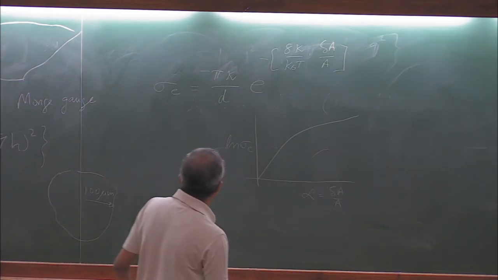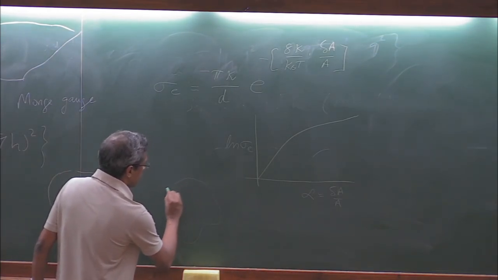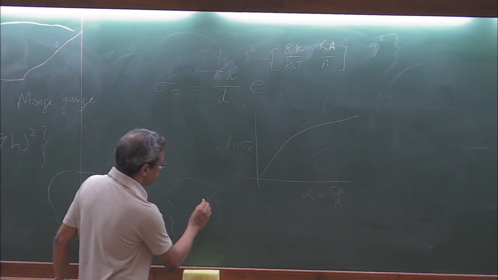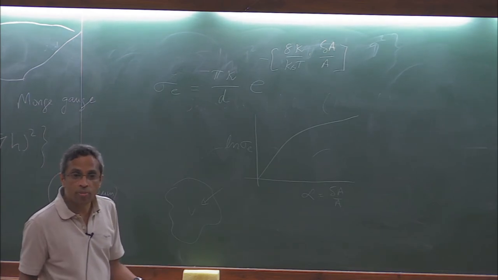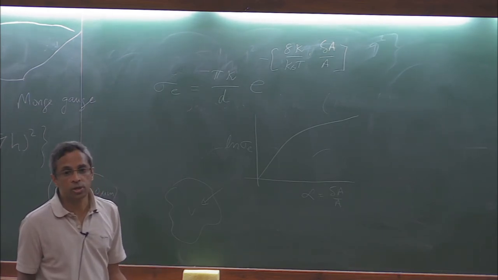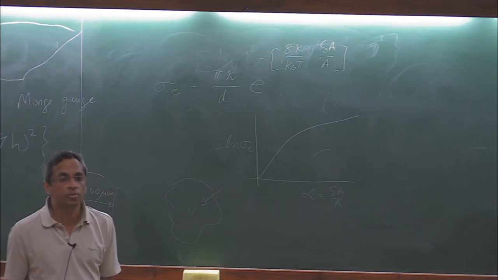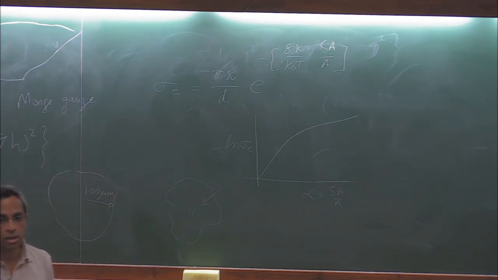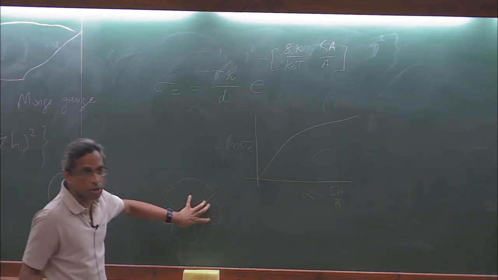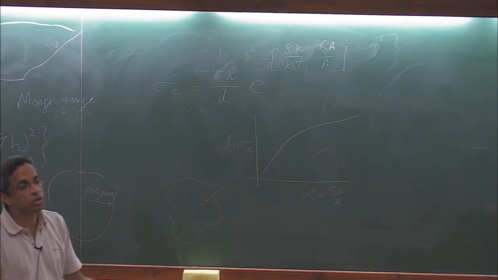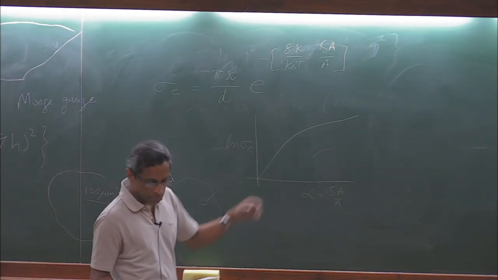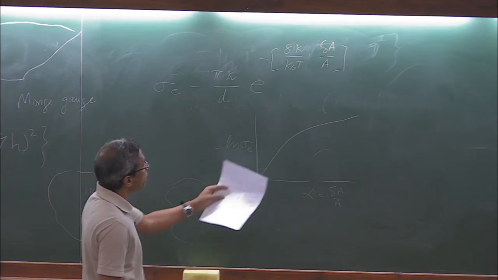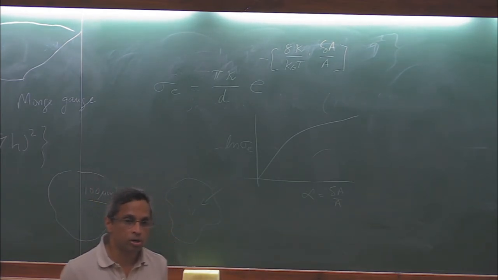So initially I have a floppy membrane, and let's say I am putting volume into this. Initially I am not stretching the area of the membrane. All I am doing is suppressing fluctuations. Okay, the number of conformations the membrane can explore is becoming less and less. Beyond some point, when this has just become a sphere, if I try to put more volume, I'm actually stretching the membrane. Okay, that's why you get this crossover. And you get the same thing in the case of semi-flexible polymer. Okay.